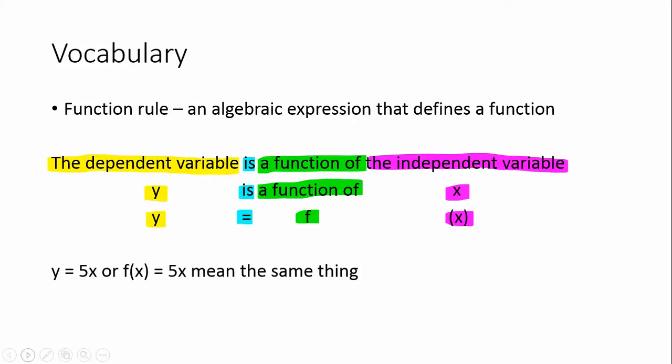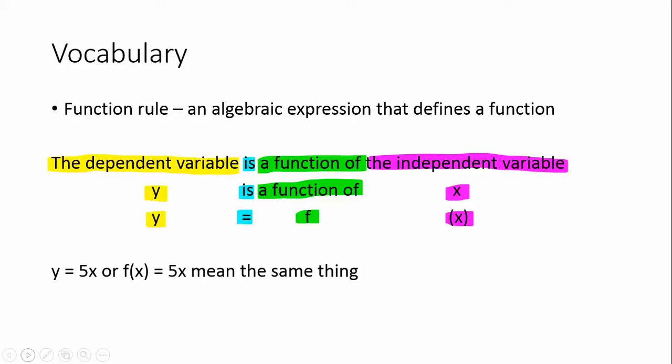So then we want to also talk about a function rule. And the function rule is just an algebraic expression that defines a function. And where students kind of get hung up here is that we start using this term f of x, is how it's read, f of x. And I've used a lot of highlighting here to help kind of clean up how we write out these functions.